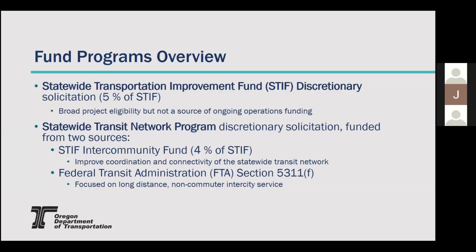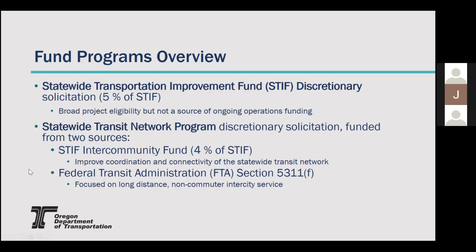So the Statewide Transportation Improvement Fund, or STIF discretionary programs, first you have the discretionary fund, which represents 5% of the STIF disbursement, and the project eligibility for this program is broad, except that it's not a source of ongoing operation funding, and neither of the STIF discretionary programs may be used for light rail capital. Past projects from the STIF Discretionary program have included pilot services, technology projects, fleet expansion, and other projects.